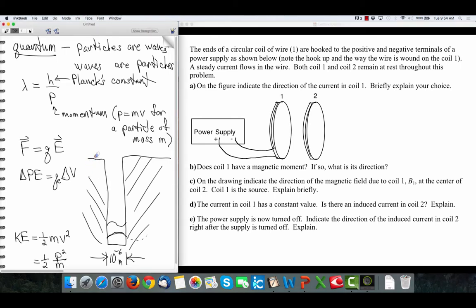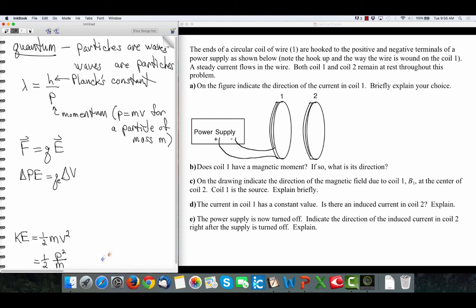So if I draw coil 1, it looks to me like the current is going around like that. And to me, if you look at it from the right-hand side, the current is going around counterclockwise. So if you come over here from coil 2 and you look back at coil 1, then you're looking at current going around counterclockwise. So for the rest of the questions, let's pretend that that's correct.